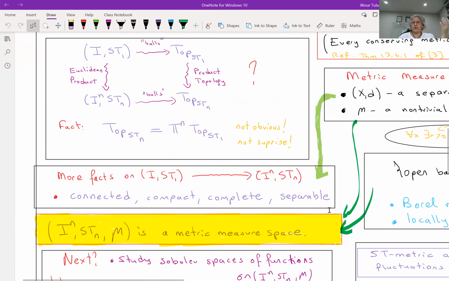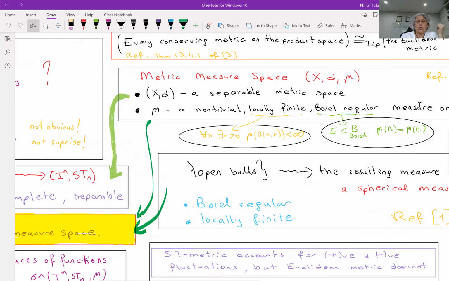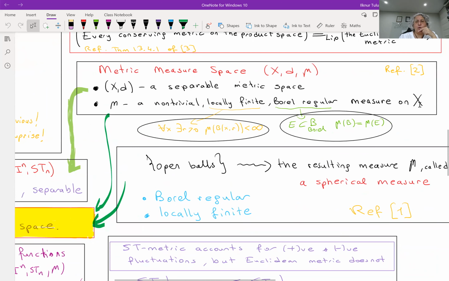Okay, other topological facts that I need to prove, more facts on the unit ST metric. Again, these facts can be extended from the unit interval to the n-dimensional unit cube. The ST metric is connected, compact, complete, and separable. This ticks off the first requirement of the metric measure space. What is the next requirement? I need a measure mu.